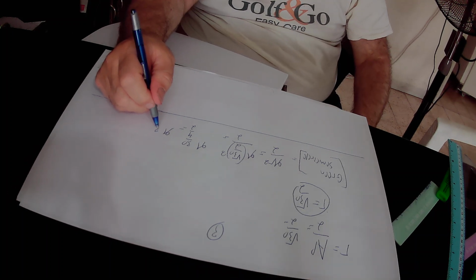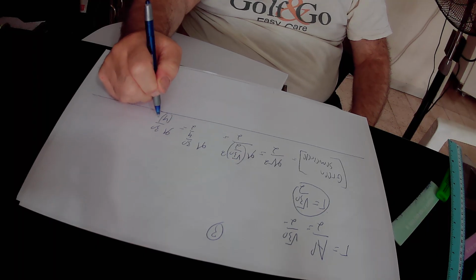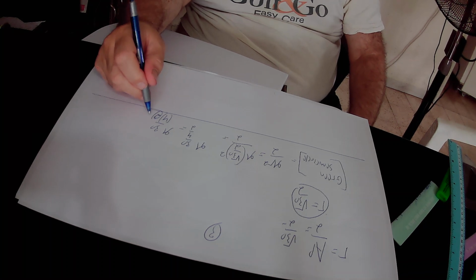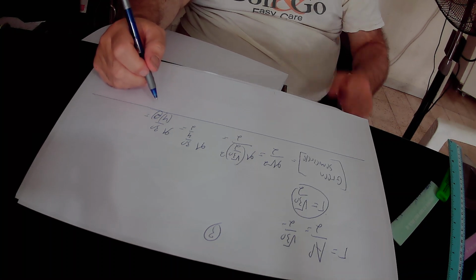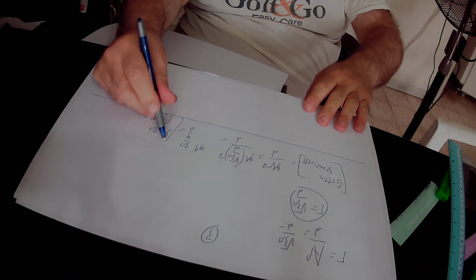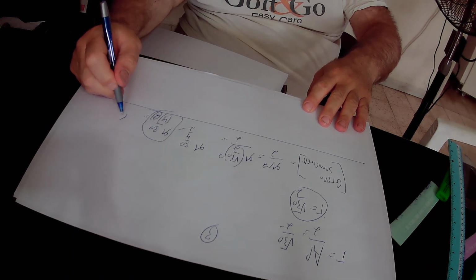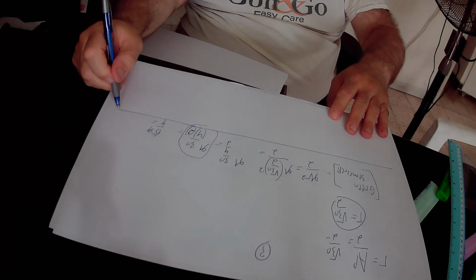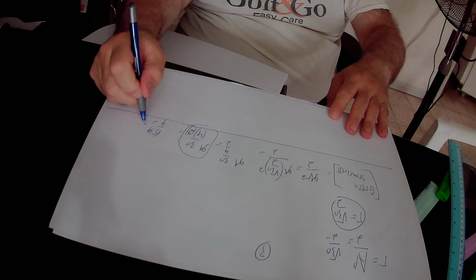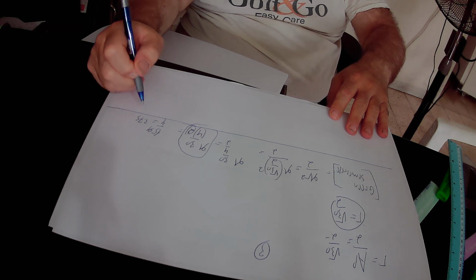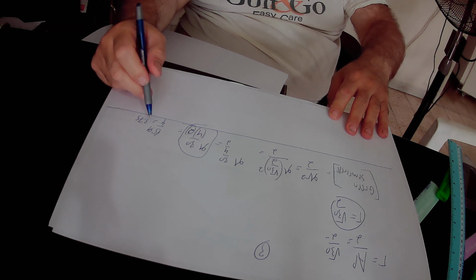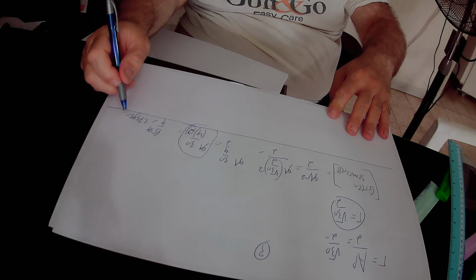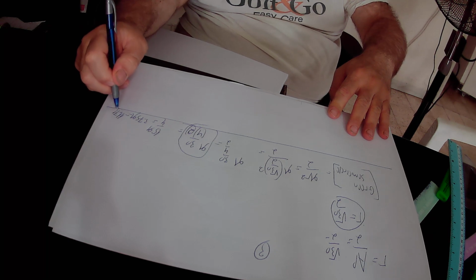30 over 4 over 2 is 30 over 4 times 2. So 30 over 2 is 15. So in total, the value of this expression is 15 pi over 4. 15 over 4 is 3.75. Therefore, the value of this expression in total is 3.75 pi, and 3.75 pi is 11.78.